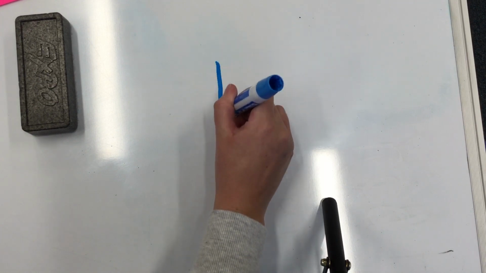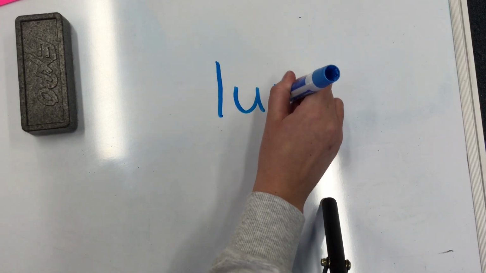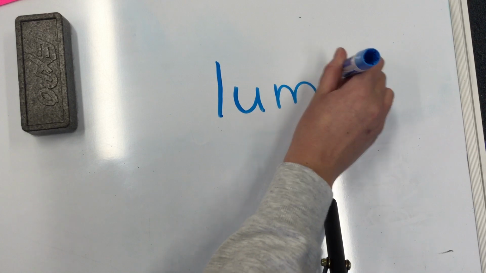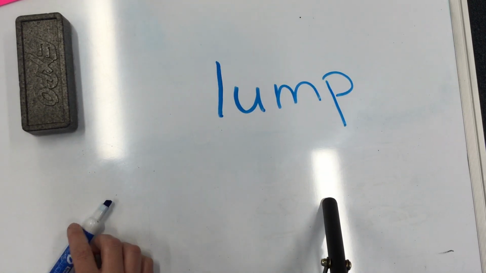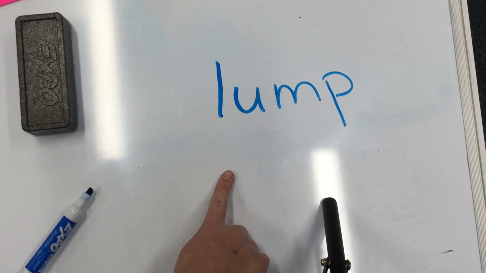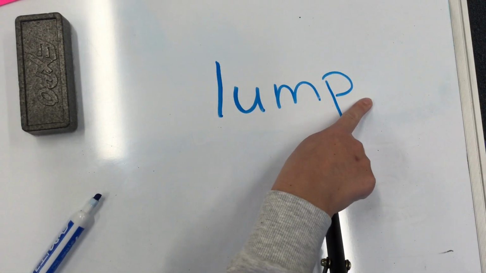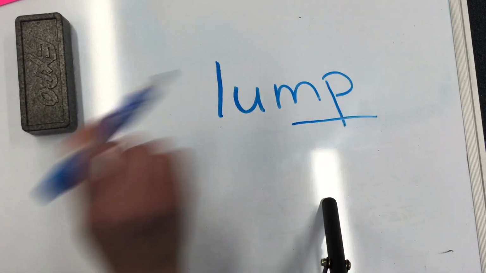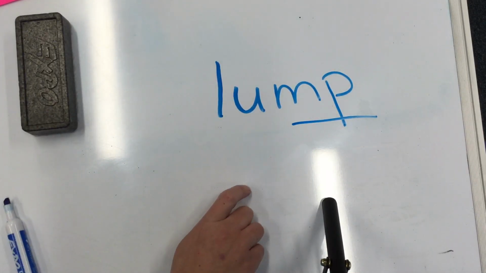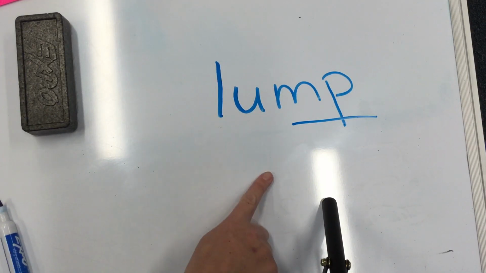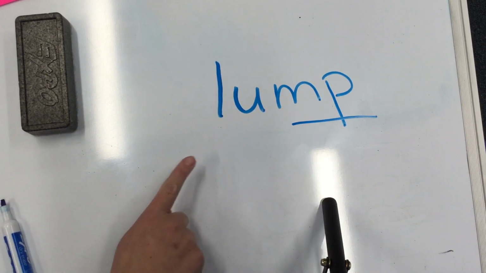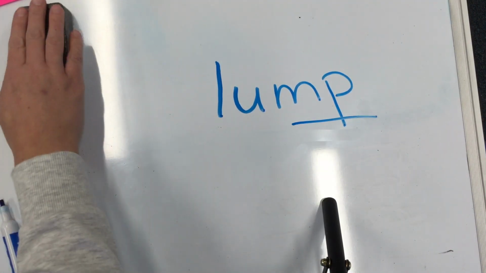Let's read this word. All right, you ready? Each individual sound first. M, p. All right, now let's blend these consonants together at the end. Ready? M, p, lump. All right.